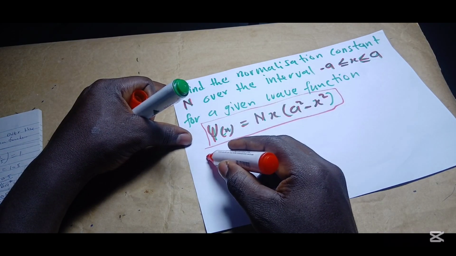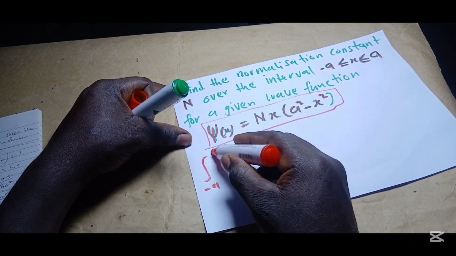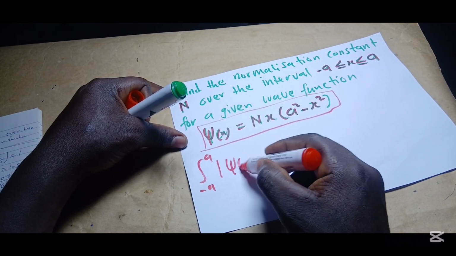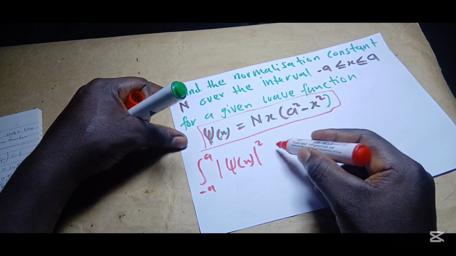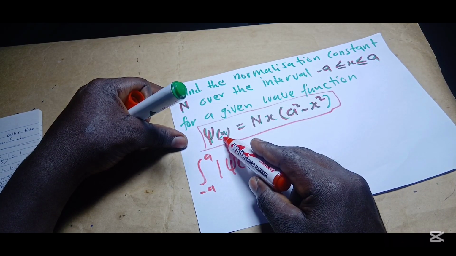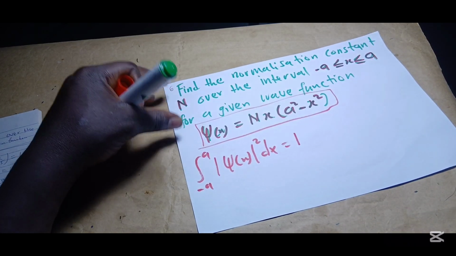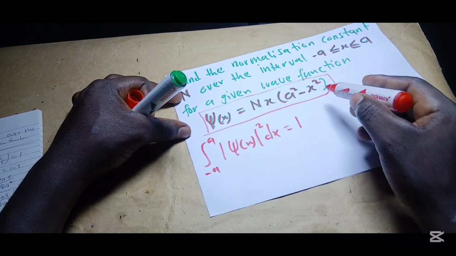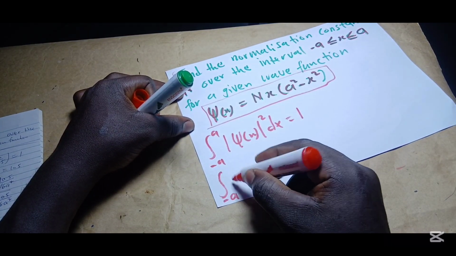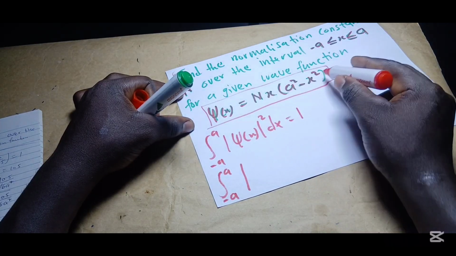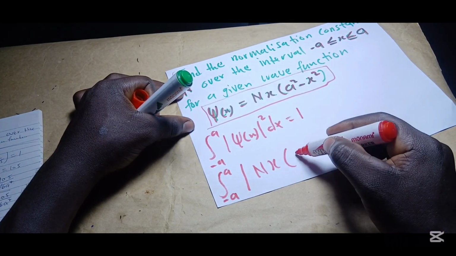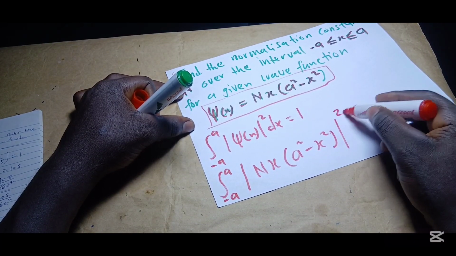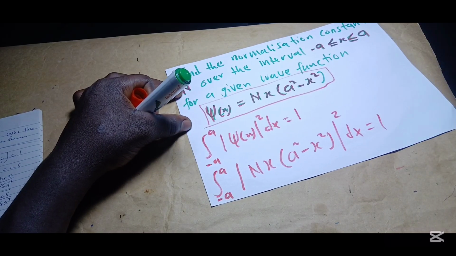To solve it, we are going to take the integral from negative a to positive a, the limits given to us, of the absolute square of psi of x, dx, equal to 1. We know that psi of x is the same as this whole expression here. So we take the integral from negative a to positive a of the absolute square of everything here: n x (a squared minus x squared), absolute value squared, dx, equal to 1.